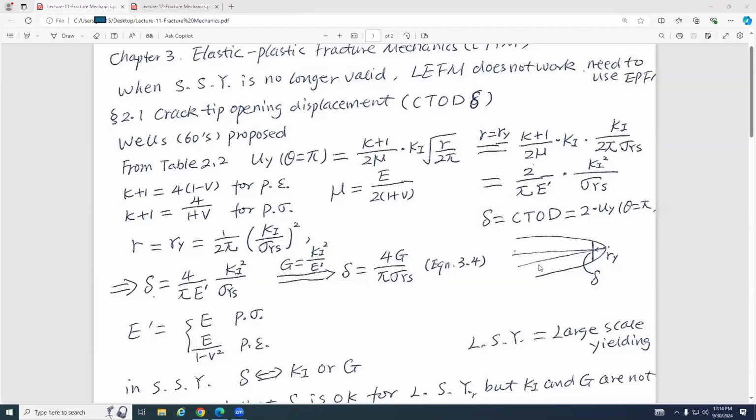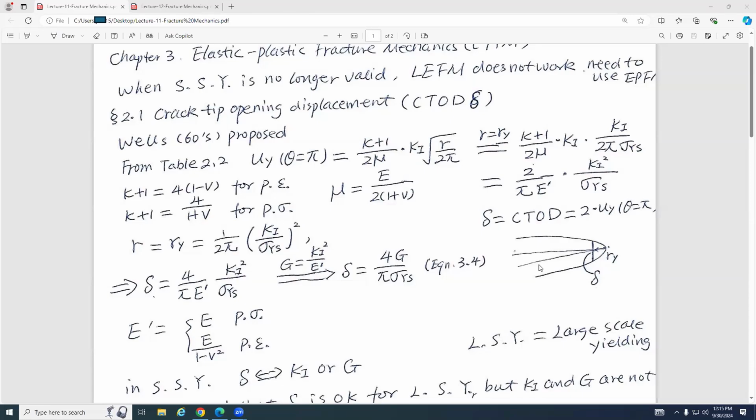So delta equals the crack tip opening displacement. CTOD is defined as 2 multiplied by uy. You guys agree? We just assume this crack face and this crack face are symmetric about this x-axis, which passes through the origin at the crack tip. That's the reason delta equals 2uy. We can use this equation to analytically get uy, and then we can get this delta.